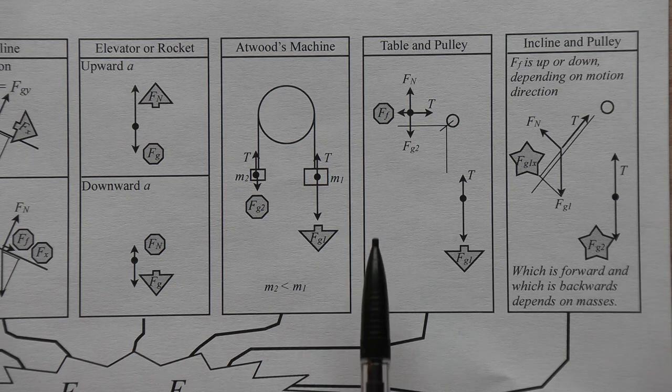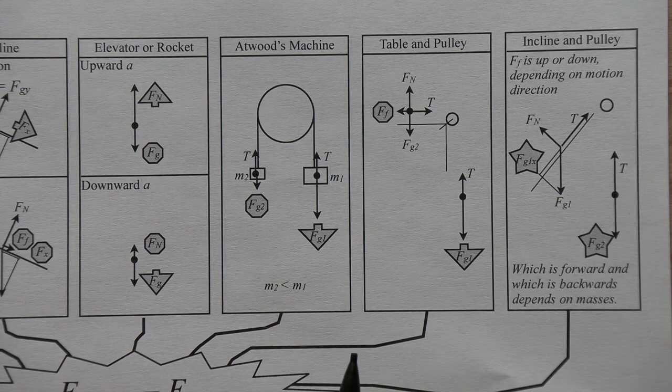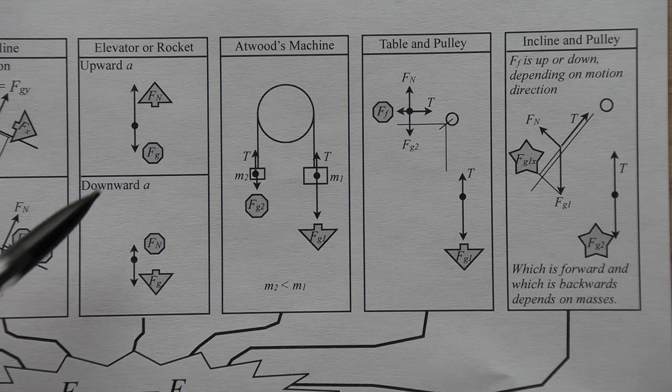Atwood's machine: block 1 is more massive than block 2, and therefore it's heavier. Remember, heavy, weight, that's force of gravity. So I draw a force of gravity here on both blocks, but this one's longer. On the AP, as I should have said back here with the elevator and the other problems, you do want to draw forces. If they are bigger, you want to draw them longer.